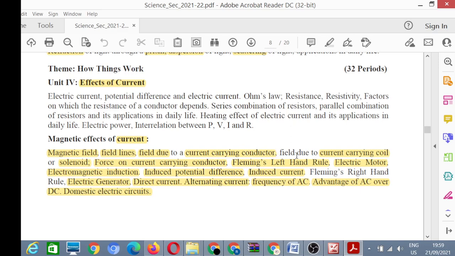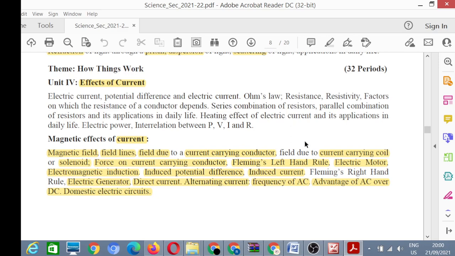Then field due to current carrying coil. Now what is the difference between conductor and coil? Now coil is a winding. For example, motor winding. So you can see coils in your fan also, in fan motors. Or solenoid.